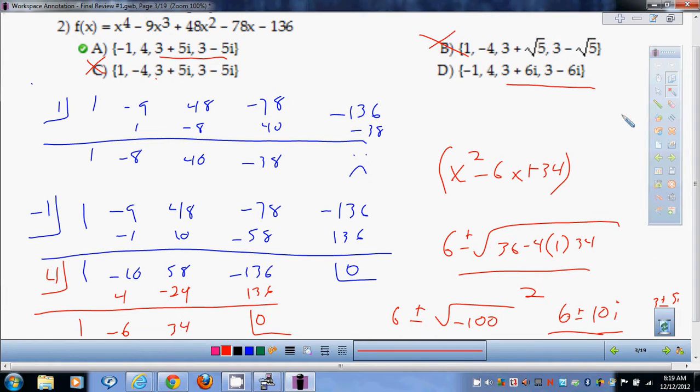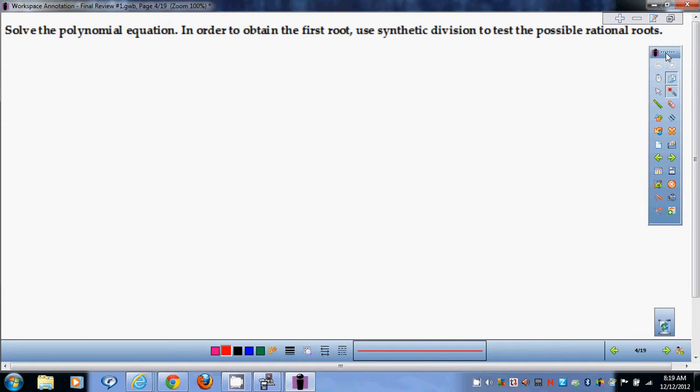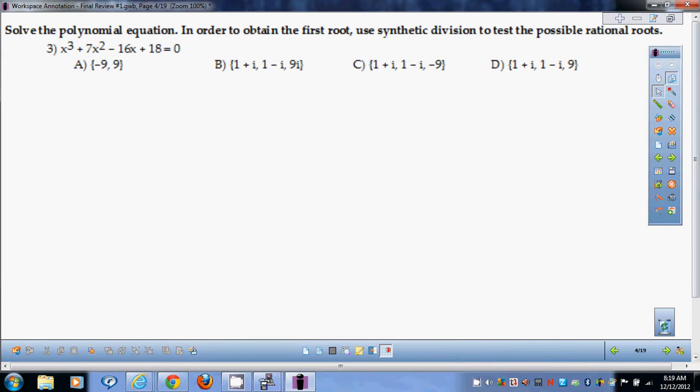Questions? Alright. Solve the polynomial equation. In order to obtain the first root, use synthetic division. What do you think? Same as last time. Yeah, it's just worded a little differently. Shabam. We can immediately cross off which option?